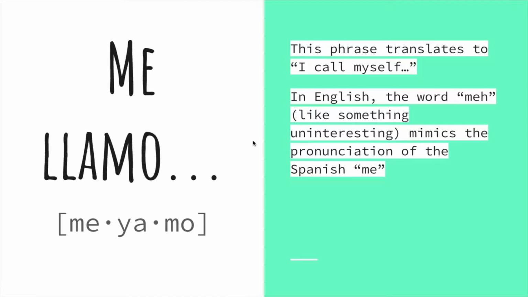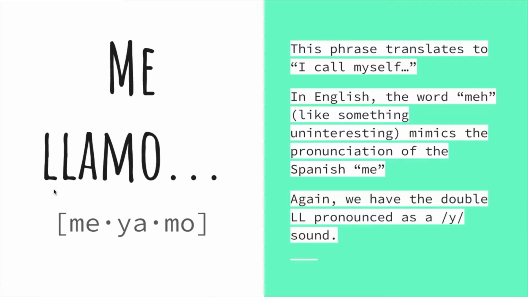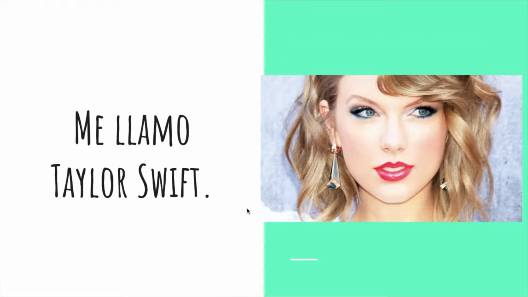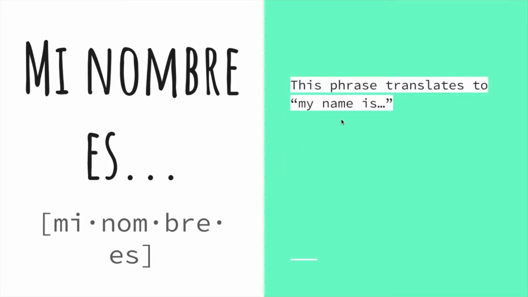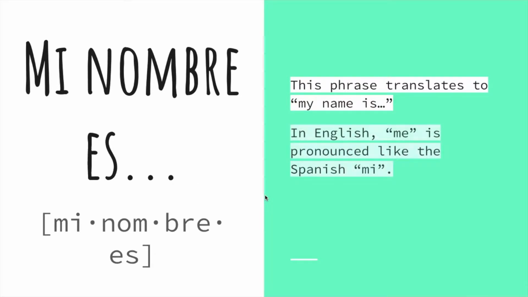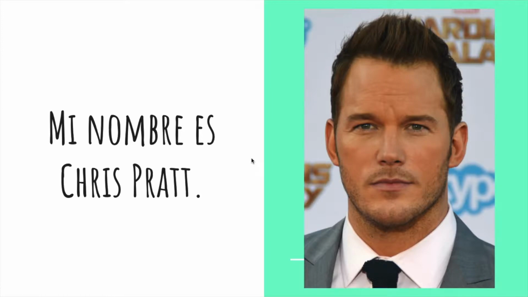And then you also have the double L right here that's pronounced as a ya. So this is not mi llamo, it's me llamo. Me llamo Taylor Swift. And then the last option we have for communicating your name to someone is mi nombre es. Repita, mi nombre es. This phrase actually translates to my name is. And then in English, the word me is the closest pronunciation to this me right here. So mi nombre es Chris Pratt.